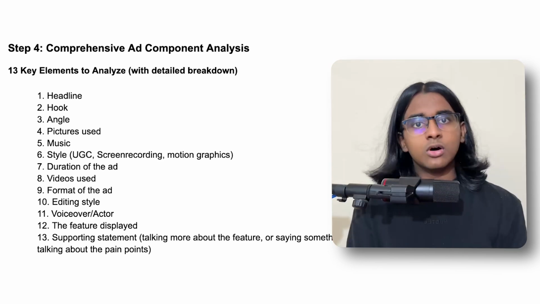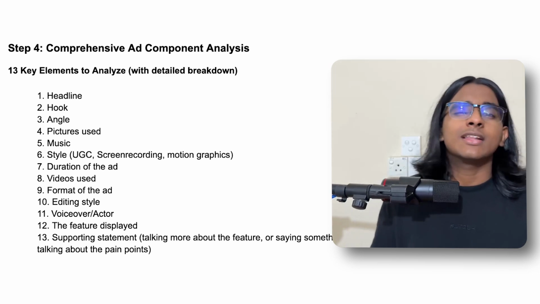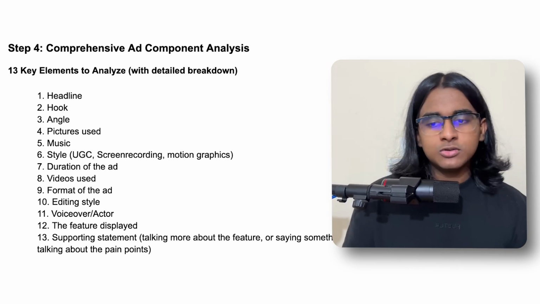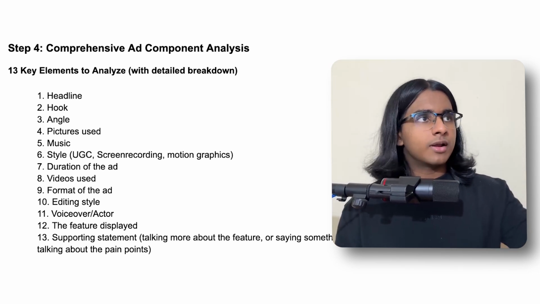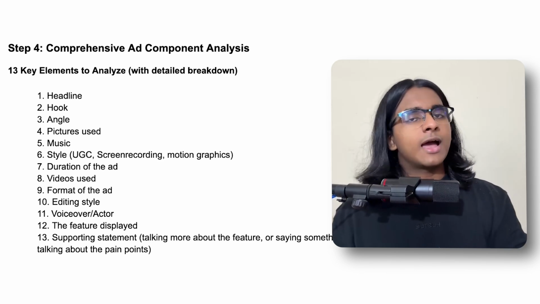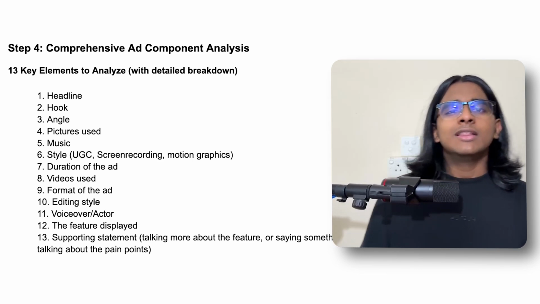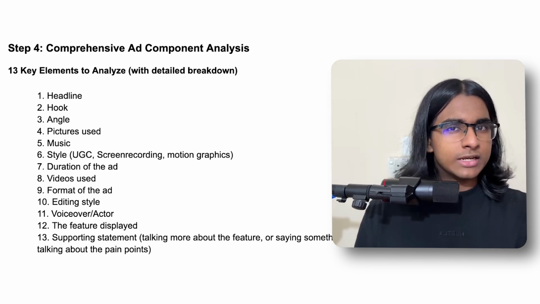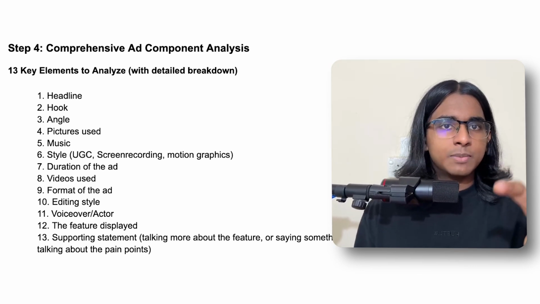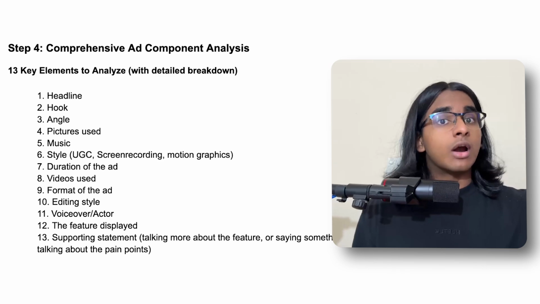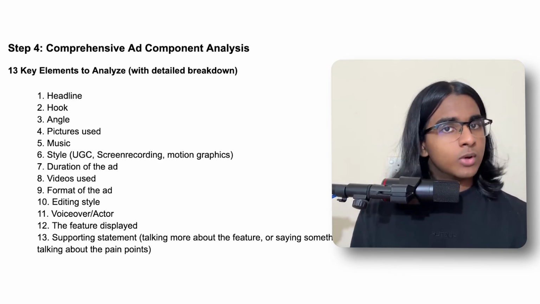Then the hook as a whole: what the script is, the angle, what exactly they're targeting here, and the pictures used. This could be the image or whatever is in the app. For example, if it's an app focused mainly on generating or editing pictures, then you need to look at what the picture is: what exactly the starting picture is, what order the pictures are in, and basically find out what the pictures are.